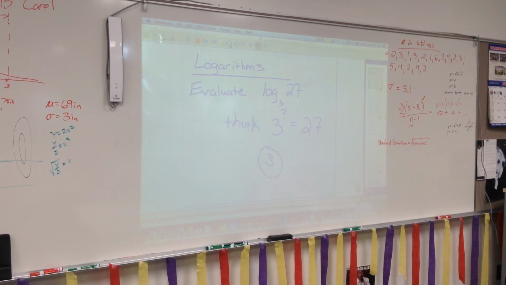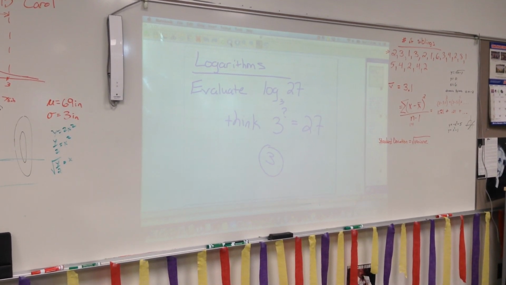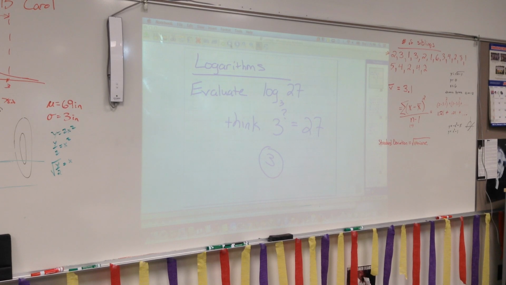Okay, so as I mentioned, logarithms are exponents. They represent exponents, and they are used to solve exponential equations.